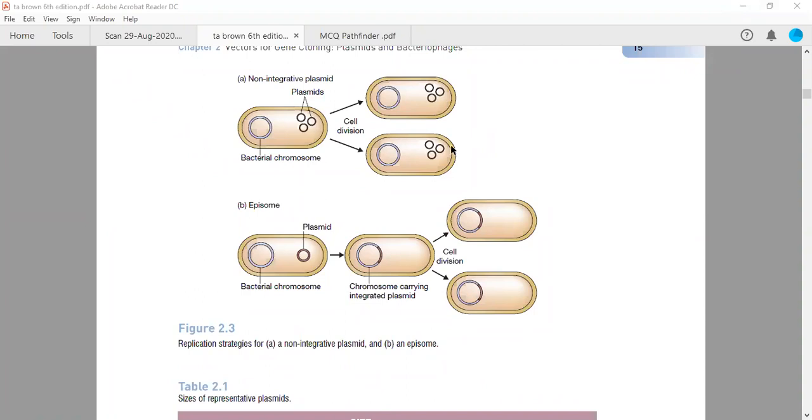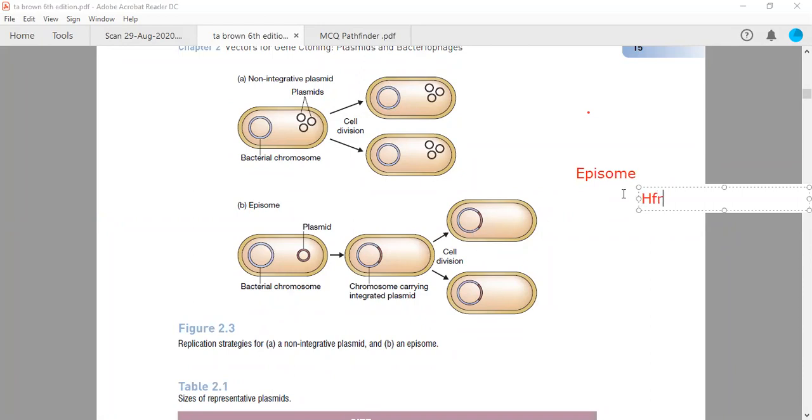Okay, so this form is called episome. Now we are going to differentiate. If someone asks you what is the difference between an episome and an HFR, so now we are having two terms. One is known as episome. We know any plasmid can integrate into the bacterial chromosome, and this integrated form is generally referred to as episome. One is called HFR.